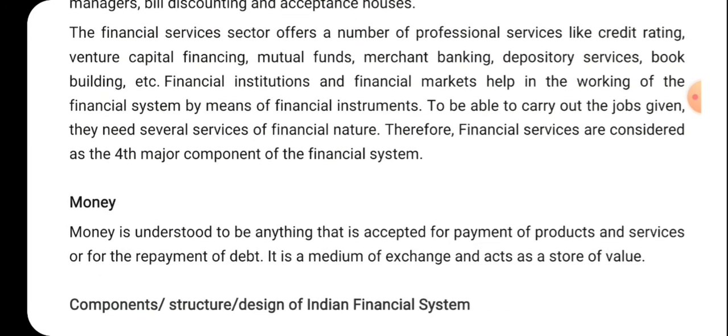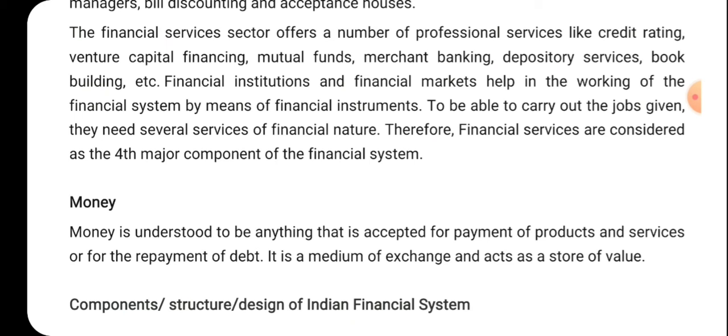And the last one is money. Money is understood to be anything that is accepted for payment of products and services or for the repayment of debt. In simple terms, money is a medium of exchange where goods and services are bought and sold, and also debts can be made with the help of money. So money is a medium of exchange for buying goods and services. We pay money to buy some services or to buy a product.